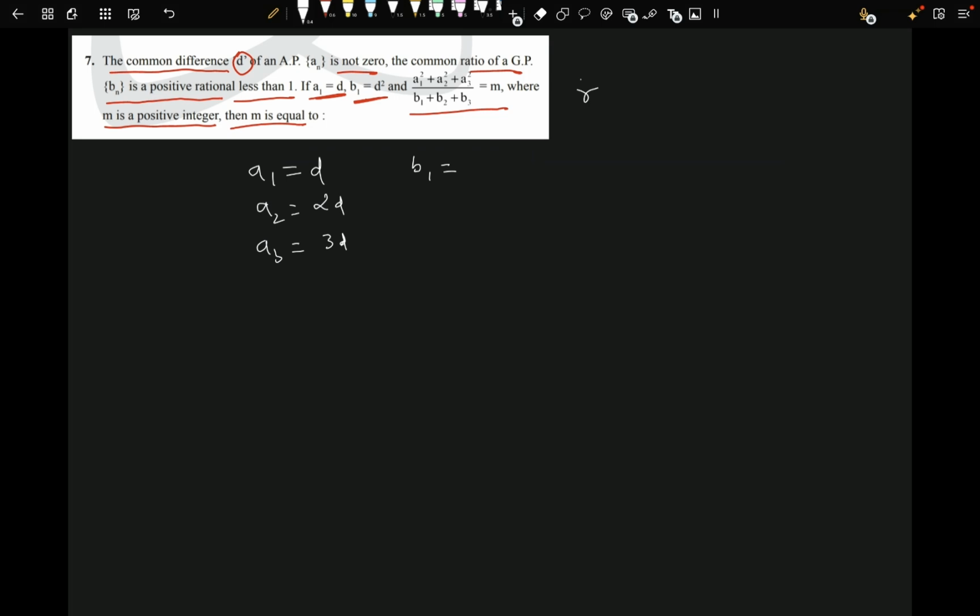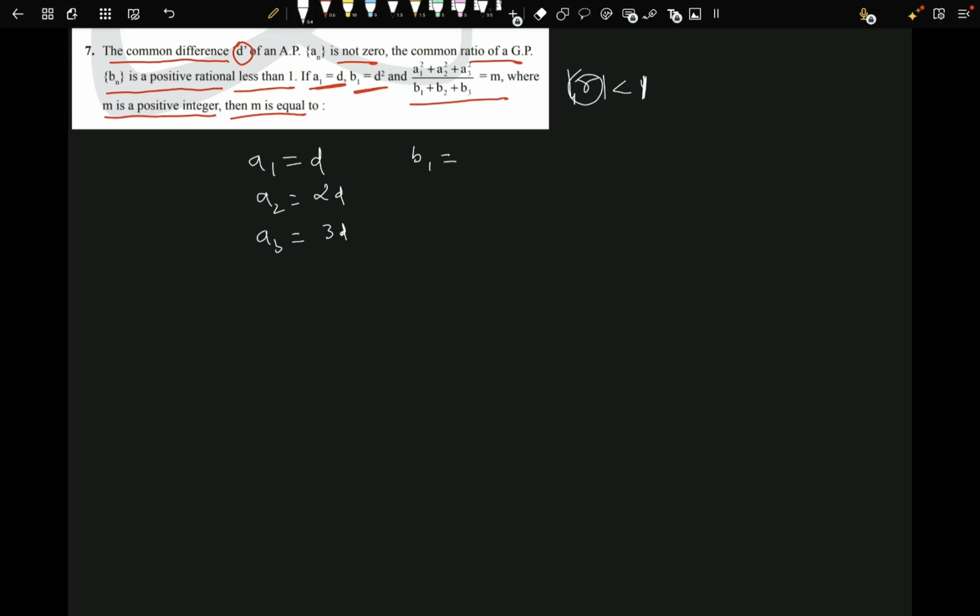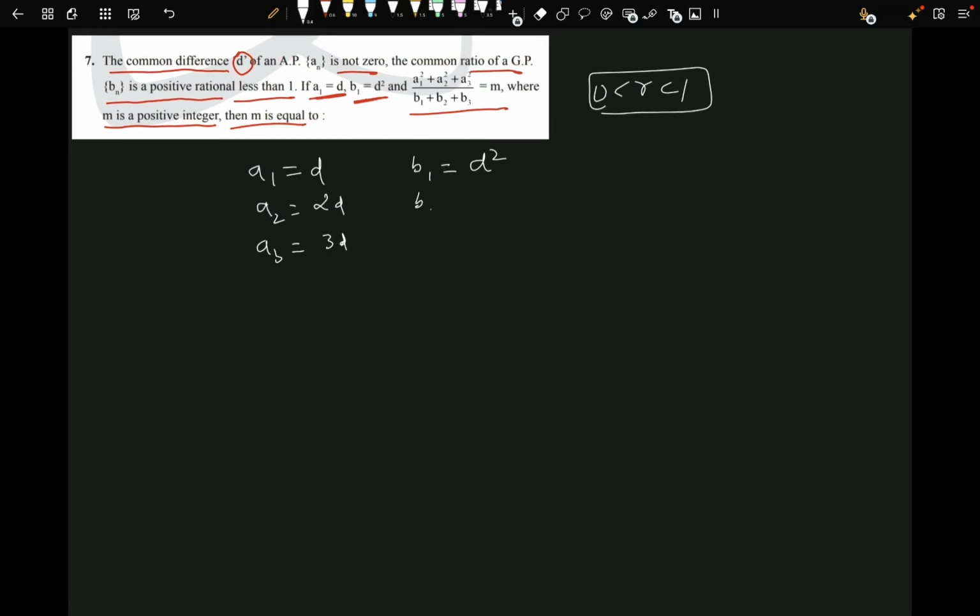Has anything been said about R? Common ratio of GP is less than 1, so we will use that. But it's positive. Okay. So R is between 0 and 1, right? So B1 is D square. So B2 must be D square R and B3 is D square R square, right?